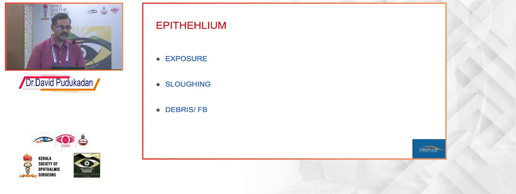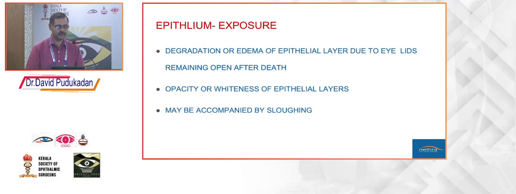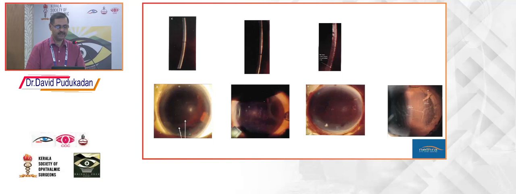Epithelium is evaluated for the extent of exposure, sloughing, and presence of any debris or foreign body. Exposure is a degradation or edema of the epithelial layers as a result of the eyelid remaining open after death. It can be accompanied by sloughing also.